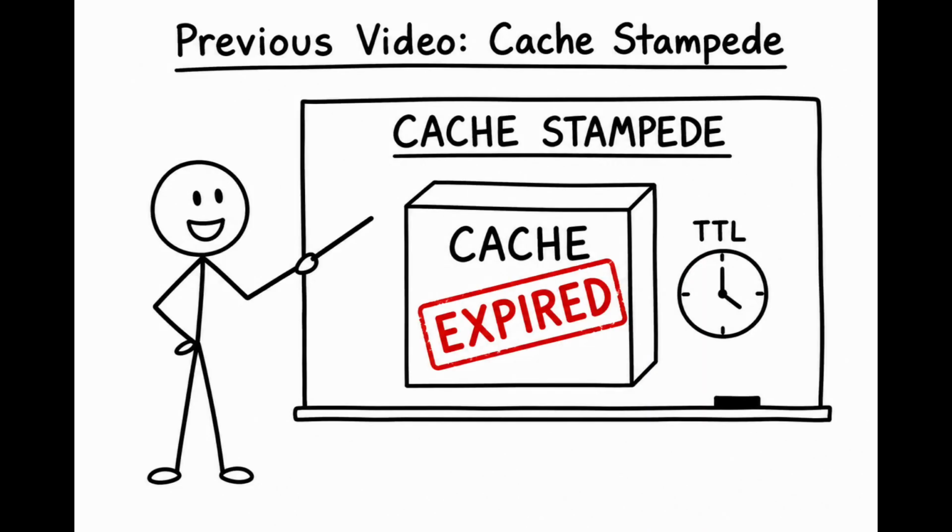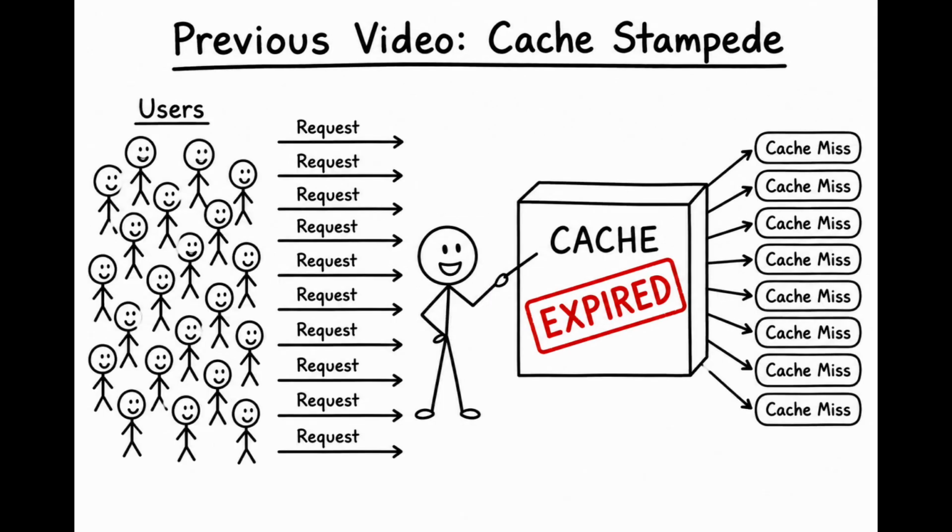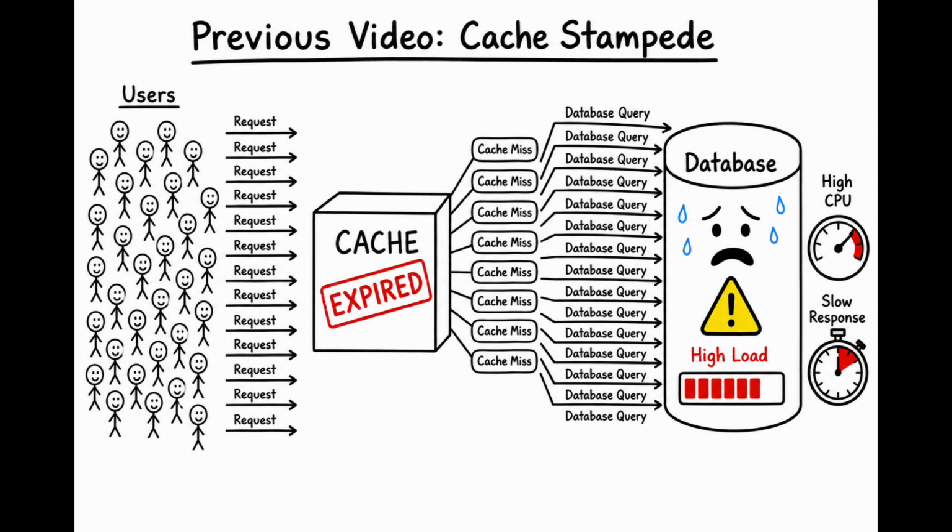In the last video we learned how Cache Stampede happens. A cache entry expires, thousands of users arrive at the same time, everyone gets a cache miss, and suddenly the database receives thousands of identical queries. That creates unnecessary load and can seriously affect system performance.